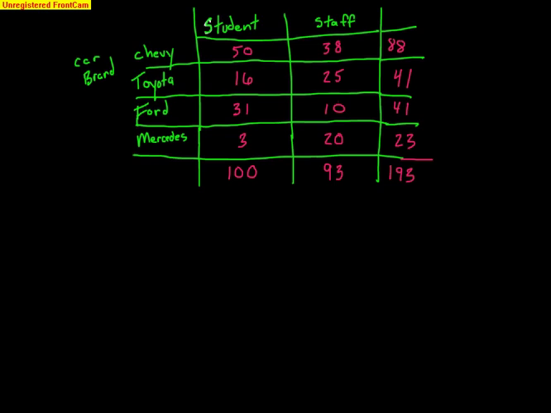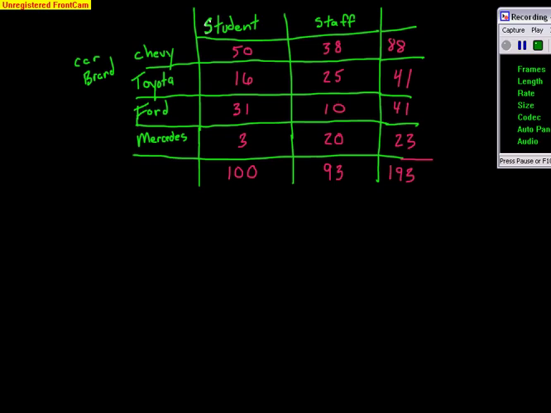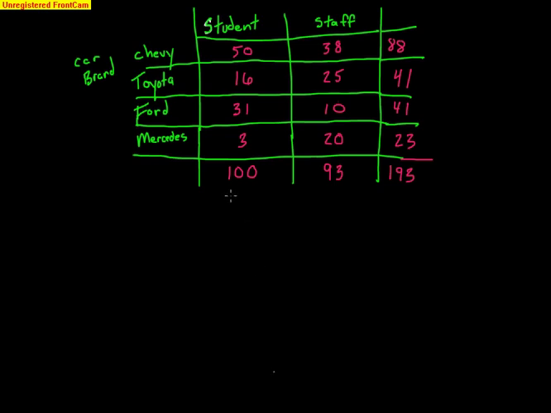All right, the first thing here is, what is this? Well, what is this table showing? Well, let's say we went to a college and we looked in the student lot, we looked at the staff lot, we recorded how many different cars we saw of these different types. So we got Chevys, Toyotas, Fords, and Mercedes. And then we saw if they were from students or they were from the staff. So we have 193 total cars we looked at, 100 student cars, 93 staff cars, and so forth.